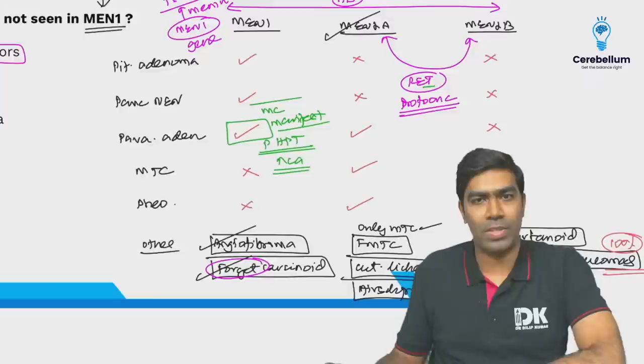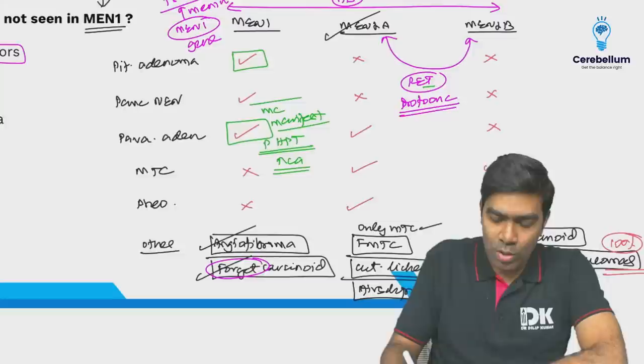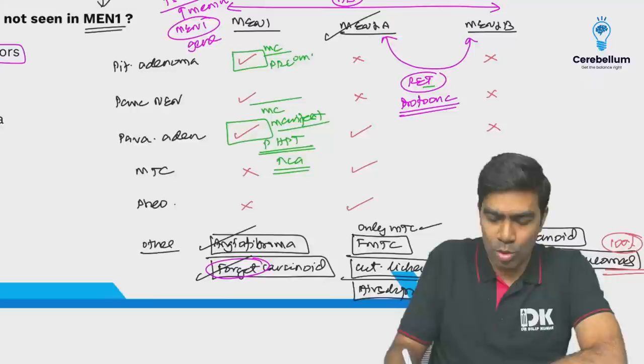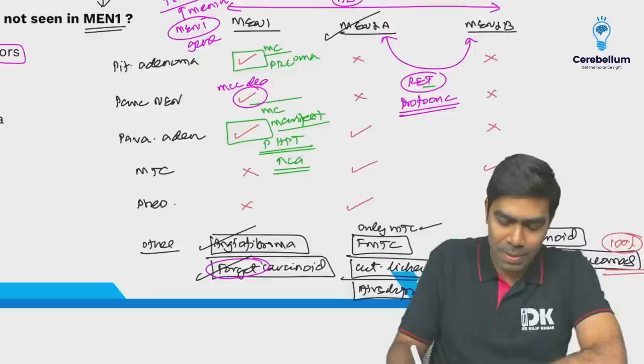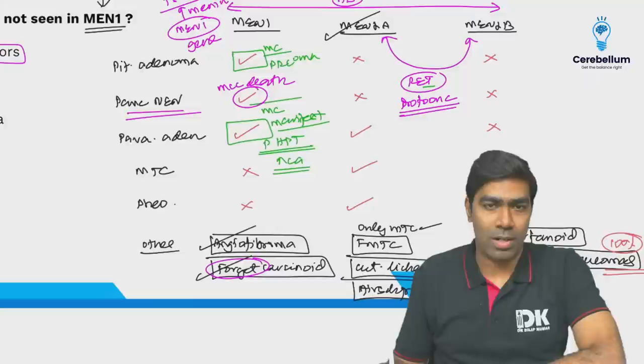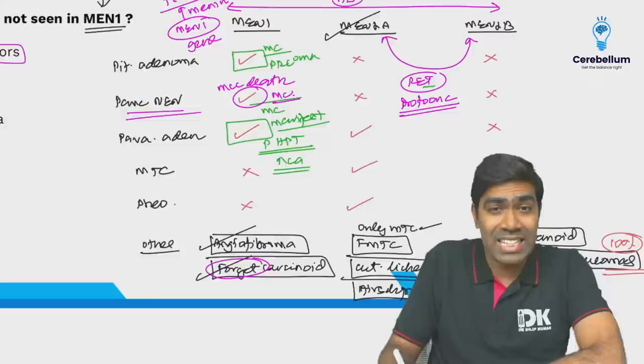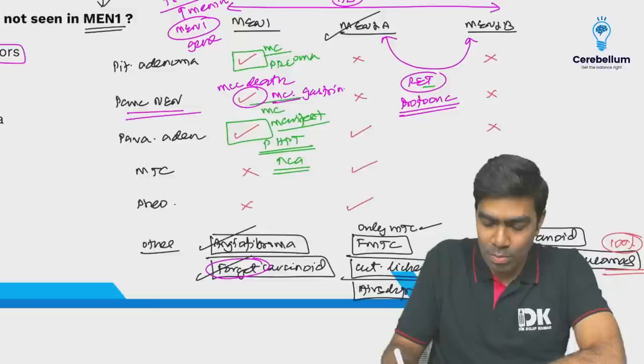That's the most common manifestation of MEN 1: pituitary adenoma. The most common pituitary adenoma is prolactinoma. Okay, prolactinoma is the most common pituitary tumor. And the most common cause of death in MEN 1 syndrome is pancreatic neuroendocrine neoplasm. And the most common pancreatic neuroendocrine neoplasm is, anyone? Gastrinoma, Zollinger-Ellison syndrome. So gastrinoma is the most common tumor.